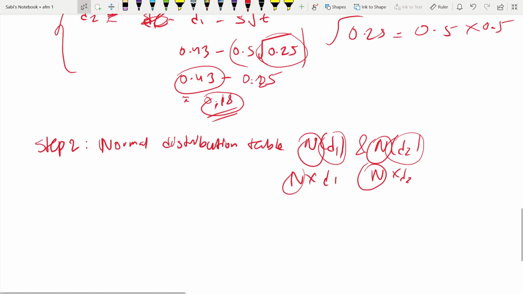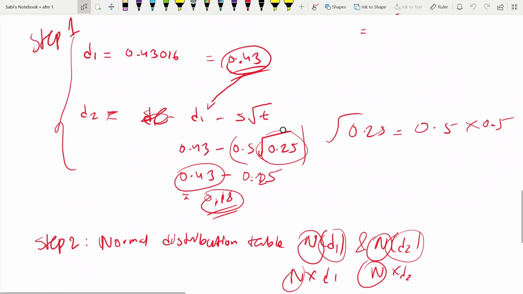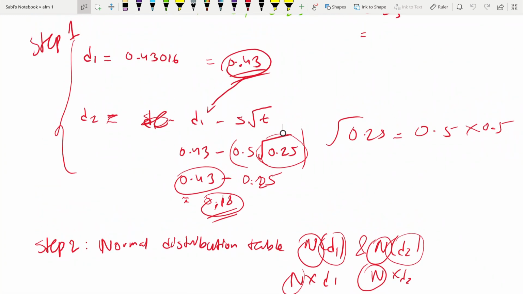Always ask this question: should I add 0.5 or should I deduct the number from 0.5? Sometimes for D1 maybe you have to add, D2 you have to deduct. Sometimes both you add, sometimes both you deduct. Sometimes D1 you deduct, D2 you add. In this case, look at your D1 and D2. They're positive figures, greater than 0. Both are positive figures, 0.43 and 0.18.